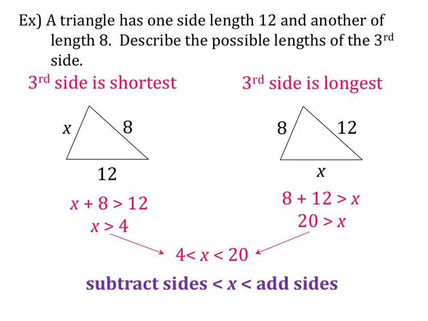So really all we did was if x was the shortest side, then we subtracted the other two given sides. If x was the longest side, then we added the two given sides. So if you're ever given this problem when you have two of the three sides and you have to find the possible lengths, you subtract and you add to find the lower and upper bounds.